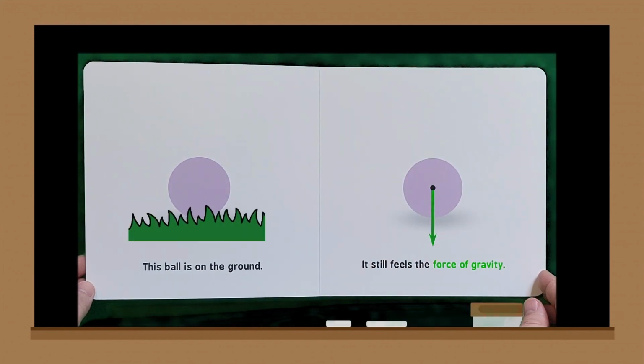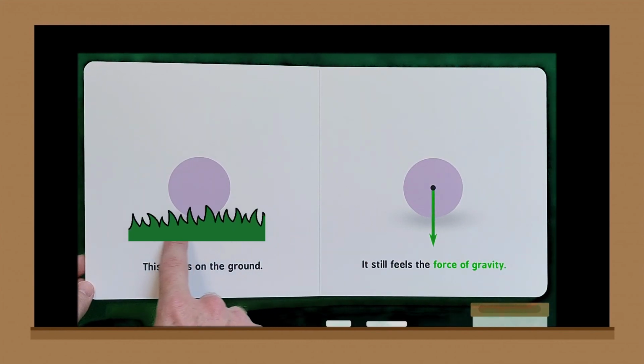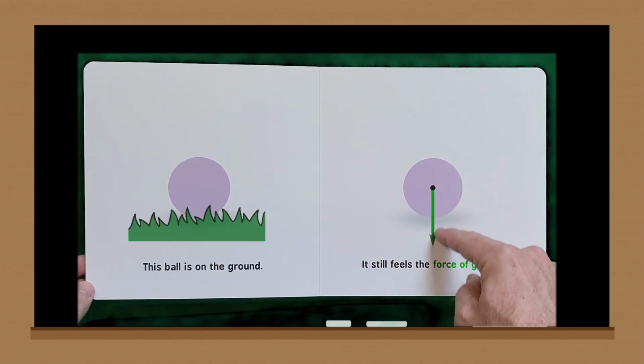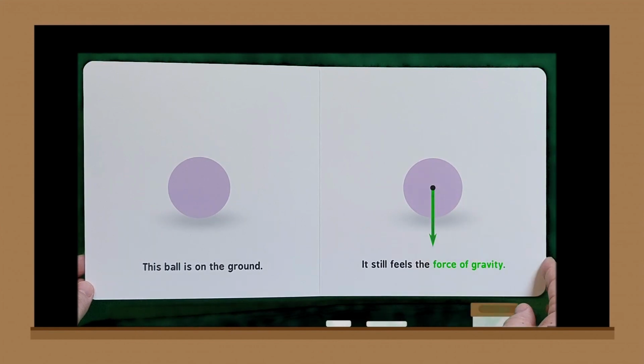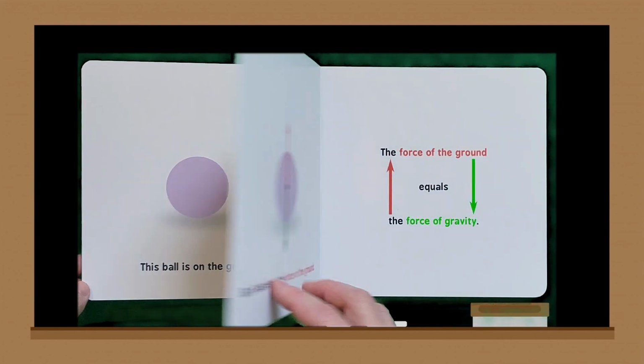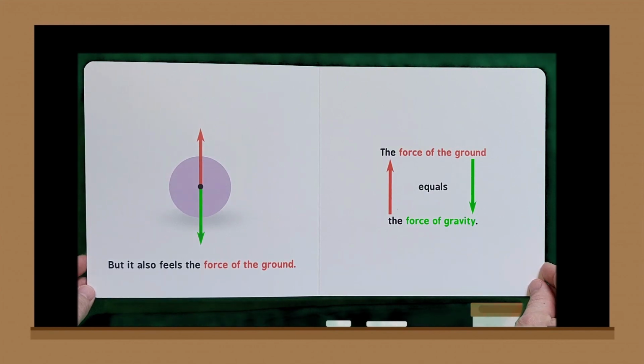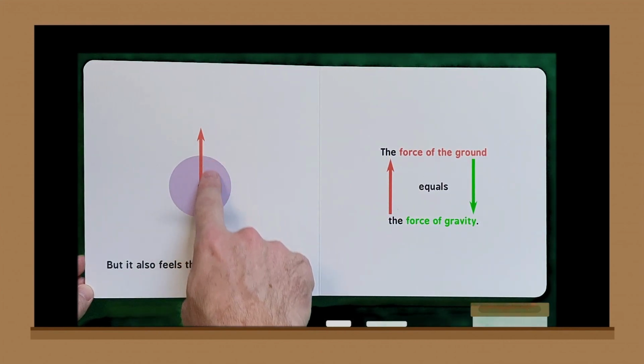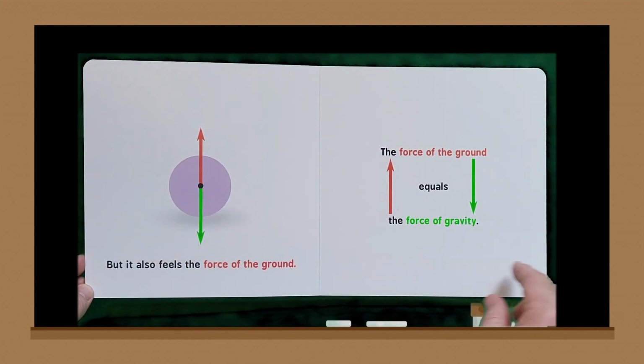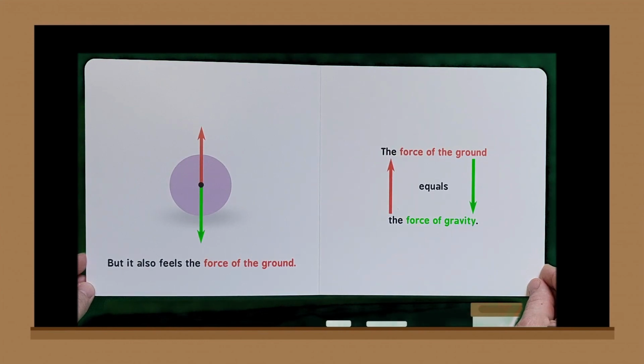This ball is on the ground. It still feels the force of gravity. See the ball on the ground? And it's still feeling the force of gravity. But it also feels the force of the ground. See the red arrow? That's the force of the ground. The force of the ground equals the force of gravity.